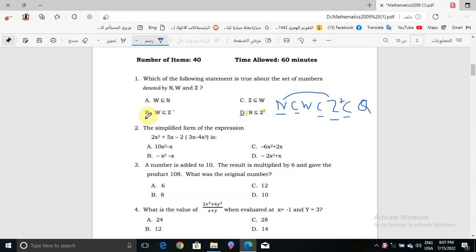Now in question number 2, it says: the simplified form of the expression 2x squared plus 5x minus 2, times the bracket of 3x minus 4x squared, is what? Okay, now let's make it together here. What we will do, we write the equation, which is 2x squared plus 5x minus 2 times 3x minus 4x squared.